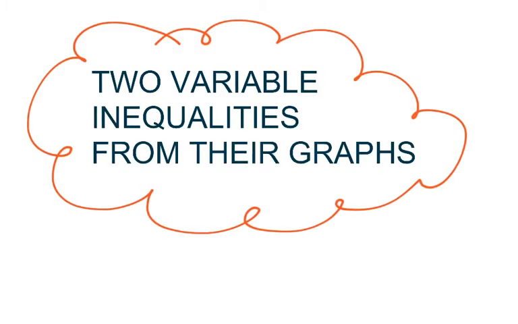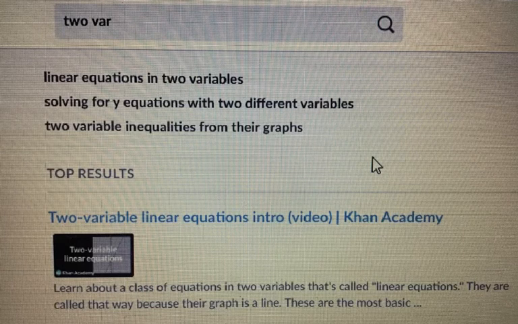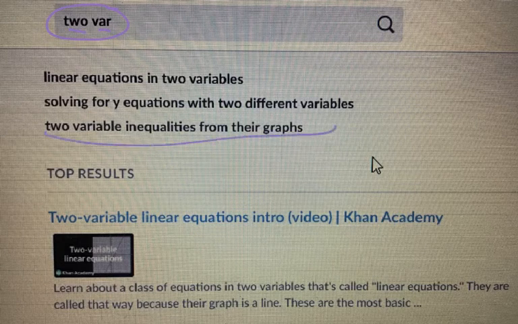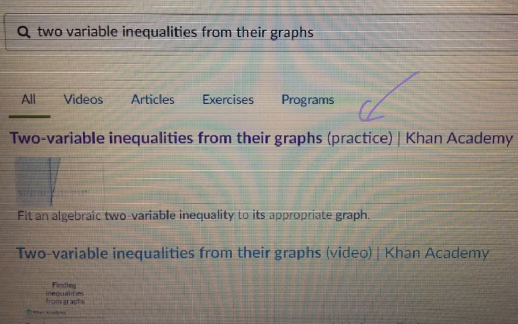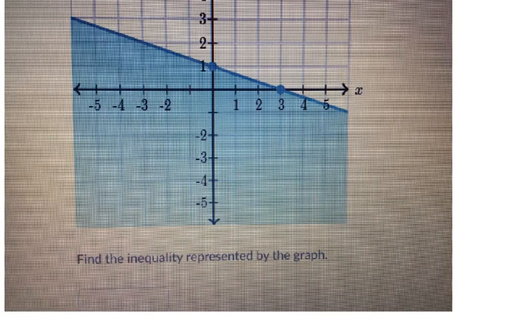So guys, we're again going to do two variable inequalities from their graphs. Okay? This is a good one. So again, let's go ahead and search it unless you can find it on your assignment page. Notice I just typed in 2var and all of a sudden there it is. Two variable inequalities from their graphs. So I clicked on that and the very first thing for practice that pops up is what we want.